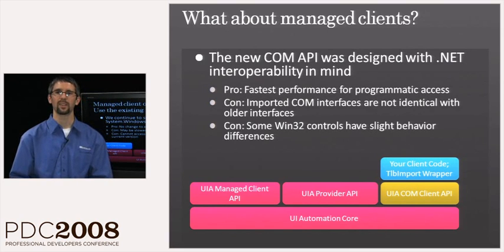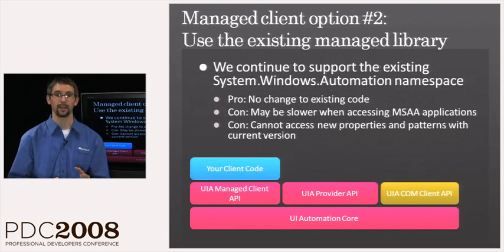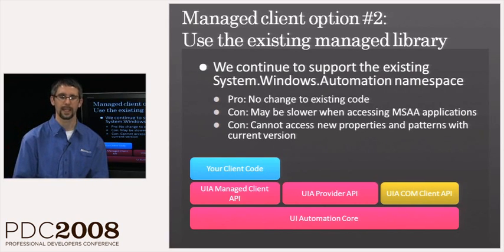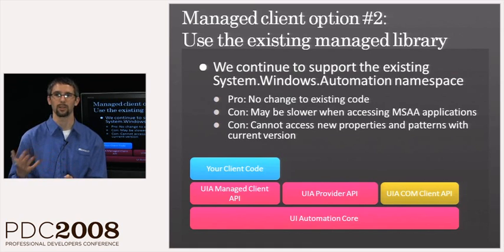If you have a lot of existing managed code, you're welcome to stay on the existing managed client library. The System.Windows.Automation namespace is fully supported and runs without any change to your existing code. The downside would be it may run slower when you're accessing MSAA applications, and some of the new patterns and properties that are premiering in Windows 7 may take a while before they appear in the next .NET framework release. So if you really want to use the new patterns and properties, you'll want to use the new COM API. But there's nothing wrong with staying on the managed client API as well.